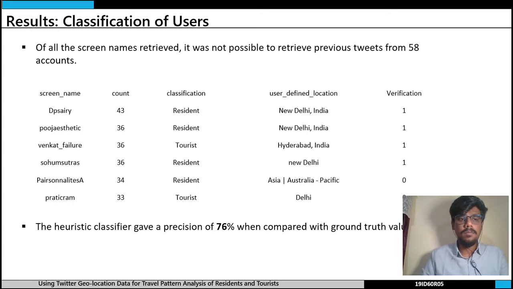Here is the screen name, for example, Puja aesthetic. The classification given by my algorithm was resident. The user has given his location as New Delhi, so both of them match and the verification is given as 1. Similarly, for Pratikram, my classifier classified him as tourist, but he had given his location as Delhi, so the verification is 0. My classifier gave a false result.